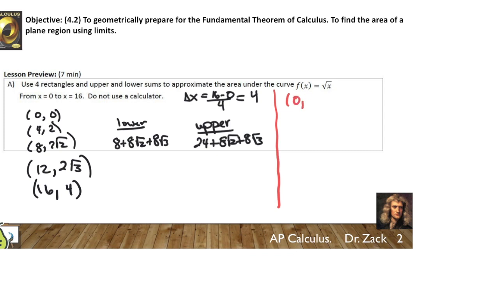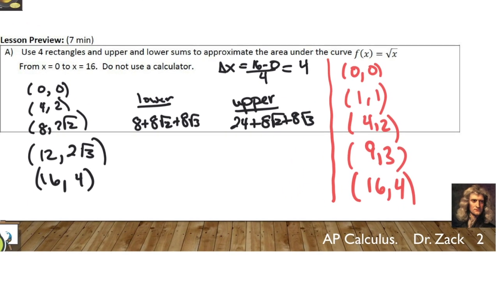So maybe if you use the points 0, 0, 1, 1, 2, 4, 3, 9, and 4, 16, you could have gotten an answer that was a little bit easier to calculate. So make certain that you're super clever whenever approaching a problem.